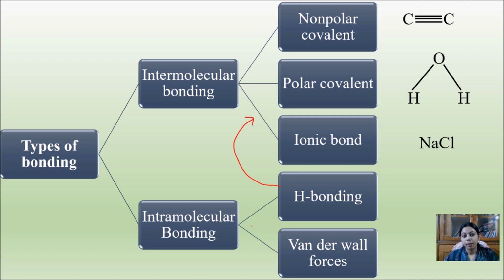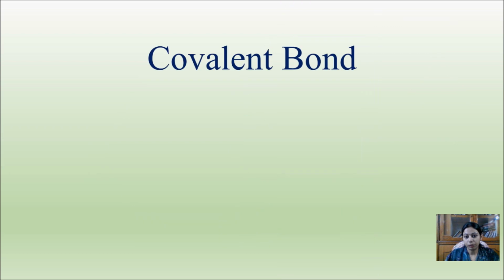So in different books and different internet sources, you might have different types of classification of bondings. At your school level you might have gone through different classifications of bonding, but here, according to my convenience, I have classified it into two parts: intermolecular bonding and intramolecular bonding. So come to the covalent bonding, which I will be focusing on in this video.